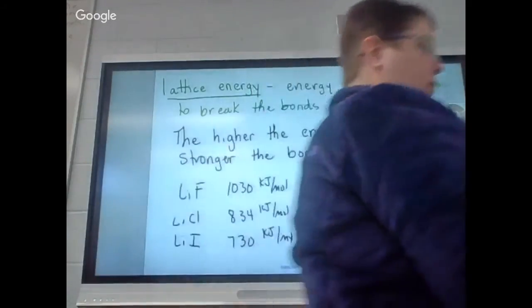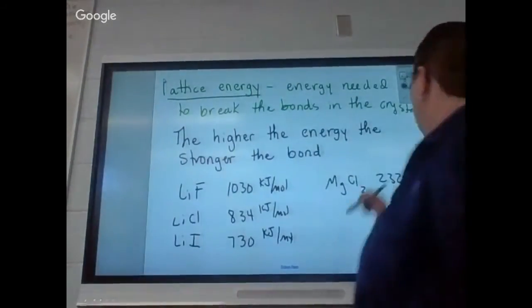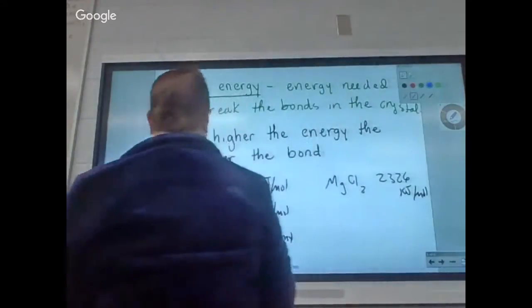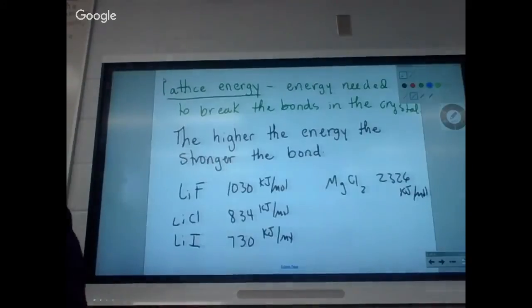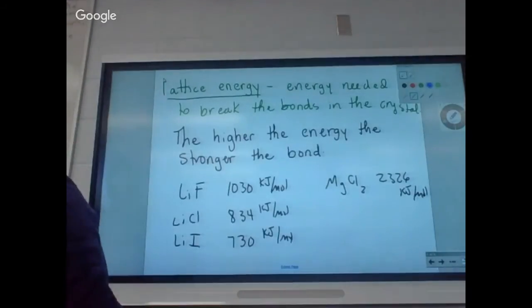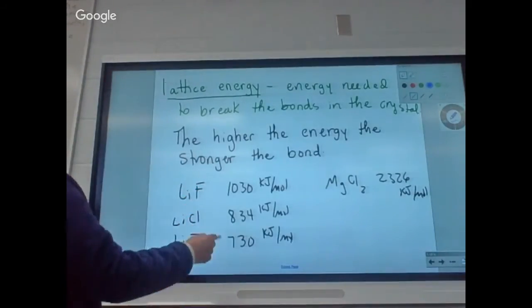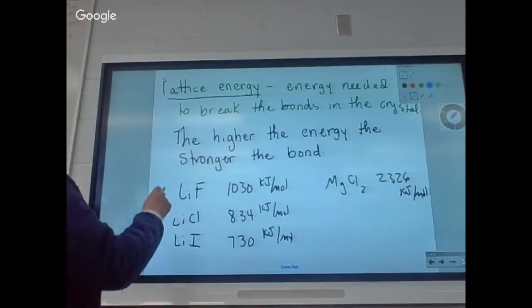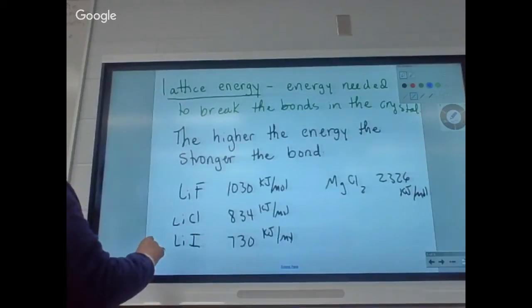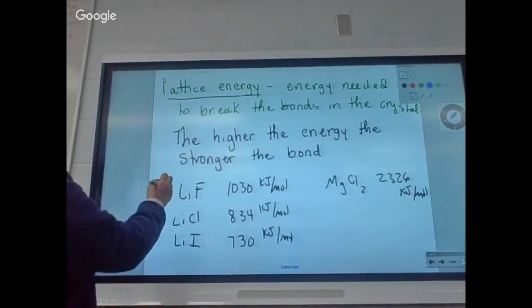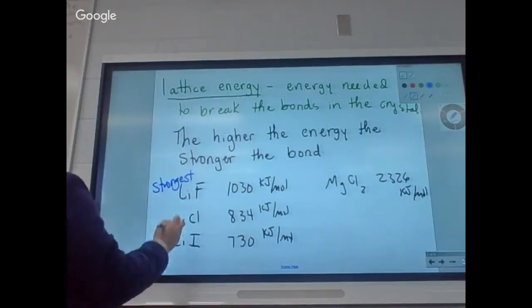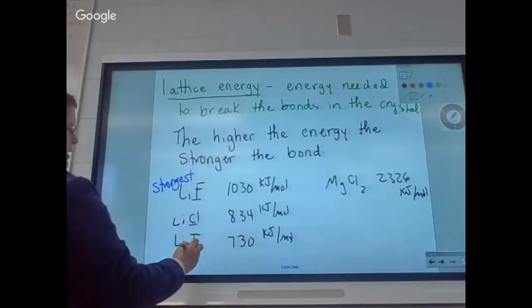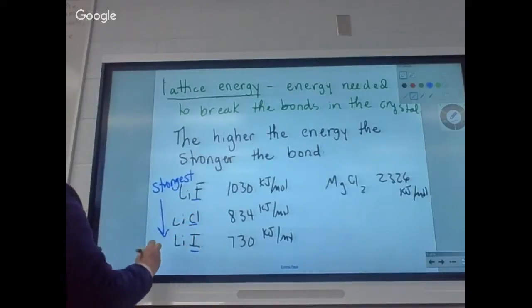All right, there's 4 of them. So, what can you tell me about these numbers? They are big. All right, but what happens to these? They're going down. So, which one would be the strongest? The LiF. All right, so LiF would be the strongest. And as I go down the group, what's happening? They're getting weaker.